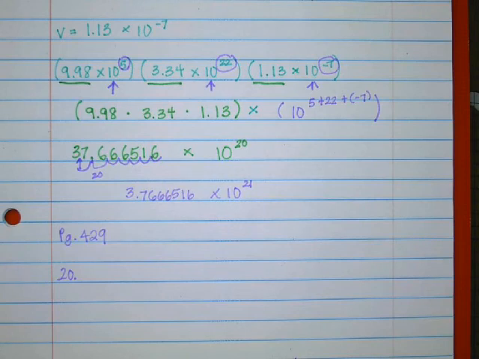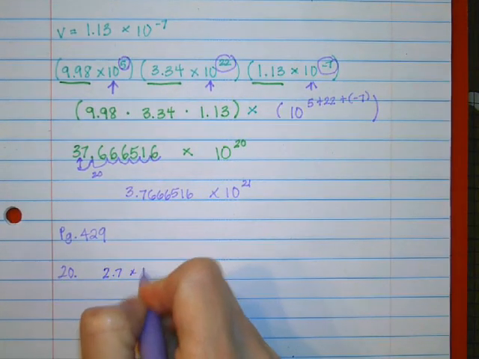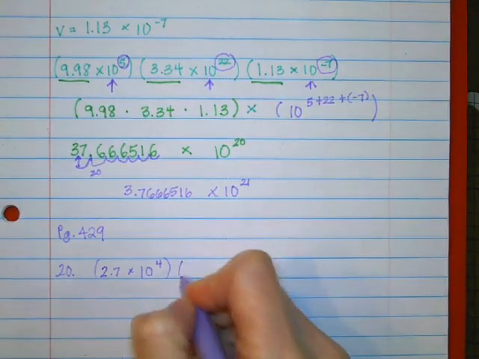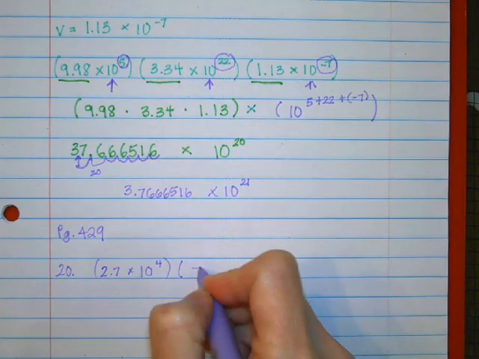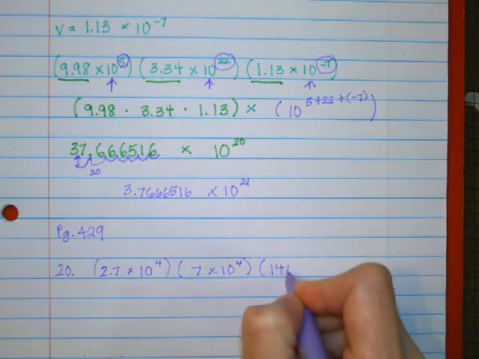We have a human body contains 2.7 times 10 to the 4th microliters of blood for each pound of body weight. Each microliter contains 7 times 10 to the 4th power of white blood cells. About how many white blood cells are in the body of a 140-pound person? Okay, so we've got our values here we want to look at. We have our first value, which says 2.7, our little times symbol, 10 to the 4th. That's our first value. Times our second value, which is 7 times 10 to the 4th. And then times the weight of a 140-pound person, so times 140.